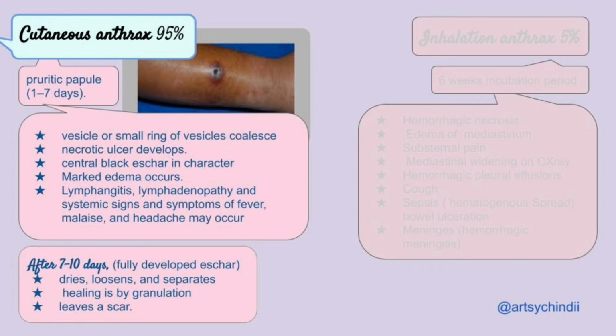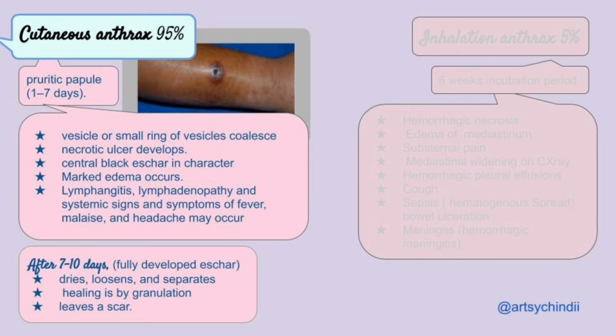Cutaneous anthrax generally occurs on exposed surfaces of the arms and hands, followed in frequency by the face or neck. A pruritic papule develops 1 to 7 days after entry of organisms or spores through a scratch. Initially, it resembles an insect bite. The papule rapidly changes into a vesicle or small rings of vesicles that coalesce, and a necrotic ulcer develops. The characteristic of this lesion is a central black eschar.